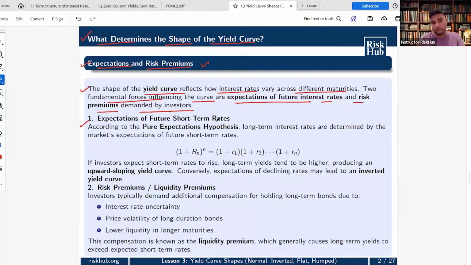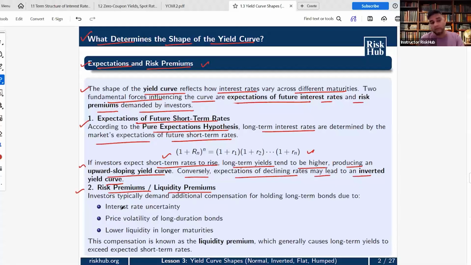We have expectation of future short-term rates. According to the pure expectation hypothesis, long-term interest rates are determined by market expectation of future short-term rates, given by this formula. If investors expect short-term rates to rise, long-term yields tend to be higher, producing an upward sloping yield curve. Conversely, expectation of declining rates may lead to an inverted yield curve.